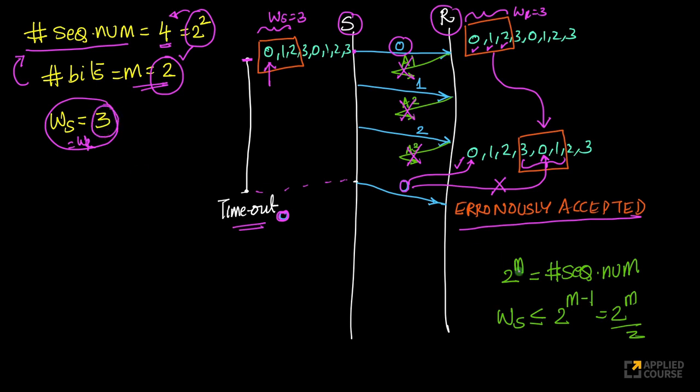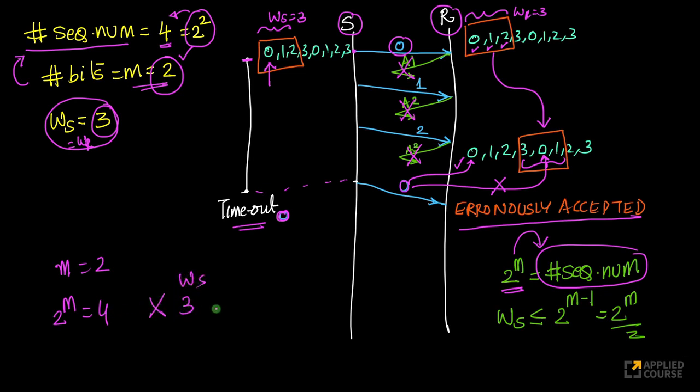Now look at this. I have 2 power m, which is equal to the number of sequence numbers. So again, what we have proven here is the case where m equals 2, and 2 power m equals 4. And we said if the window size is equal to 3, things will fail. But if my window size equals 2, this case will work perfectly all right.